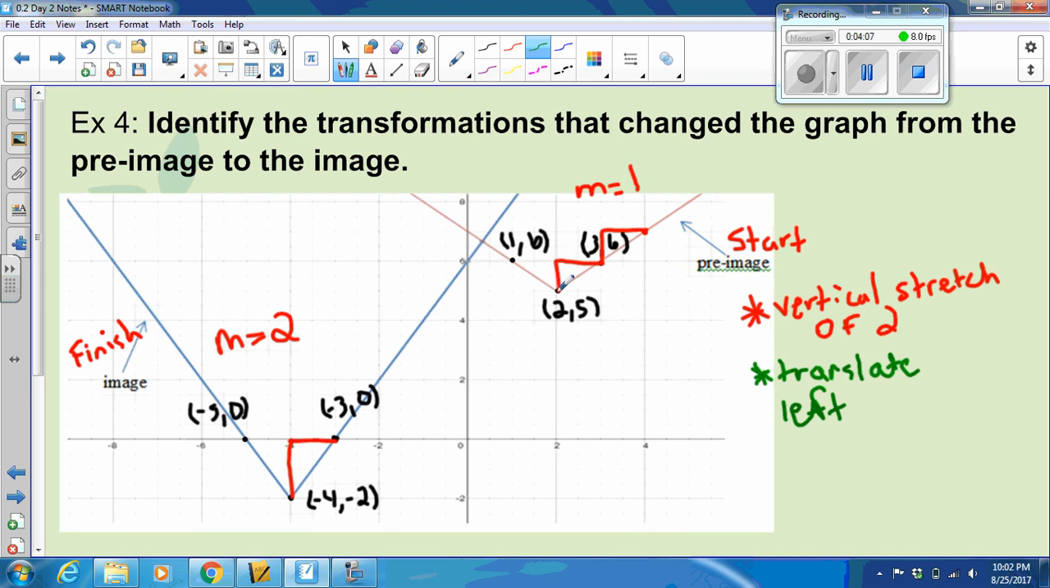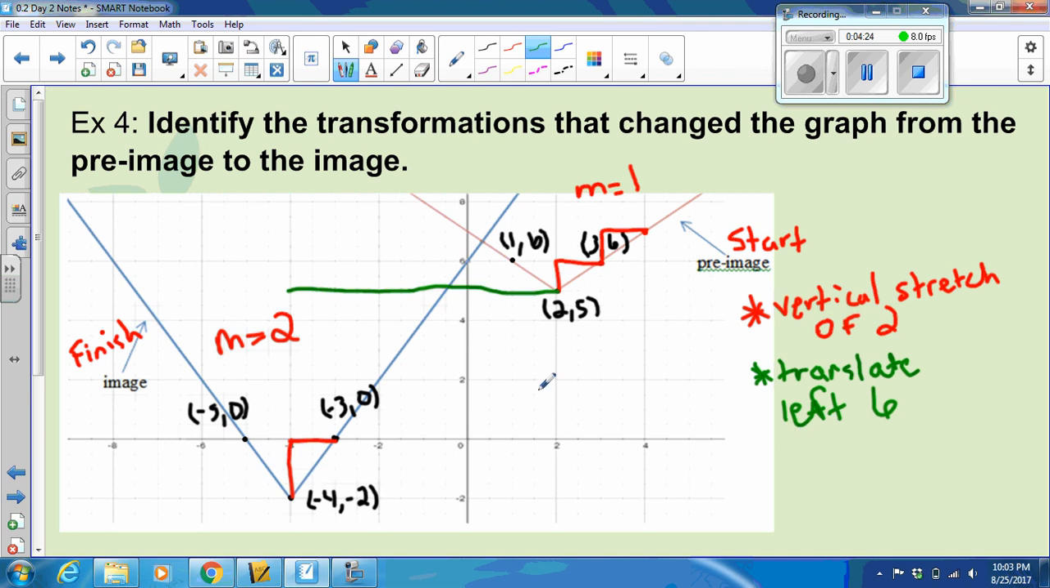Okay, let's see. So we go from 2, and then basically what we're going to is the x value of -4. So that means we went left 6. So we went from 1, 2, 3, 4, 5, 6. So we went left 6.